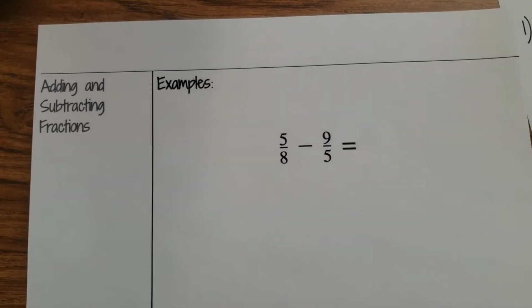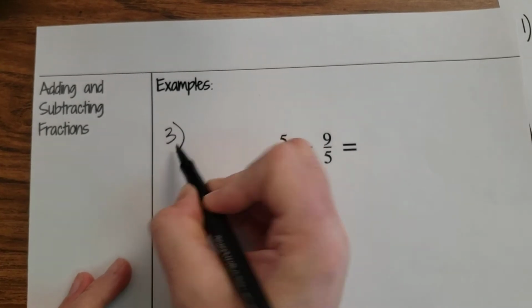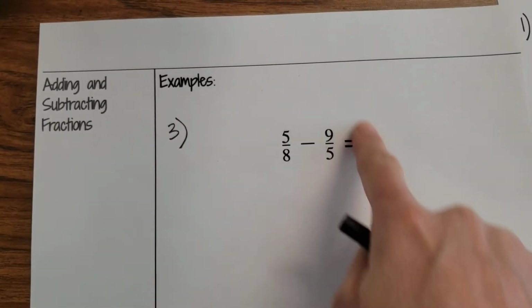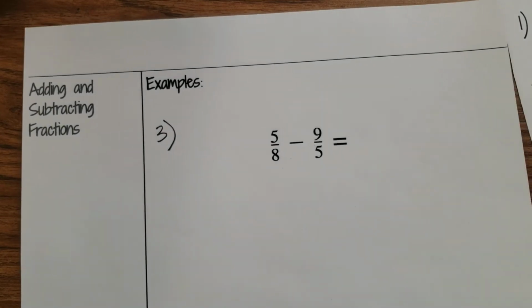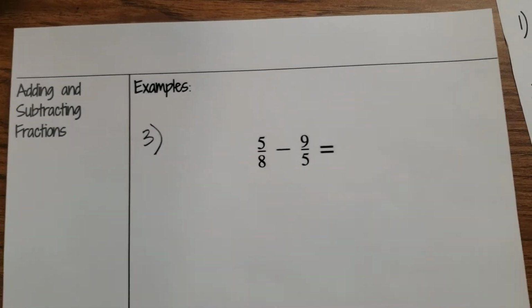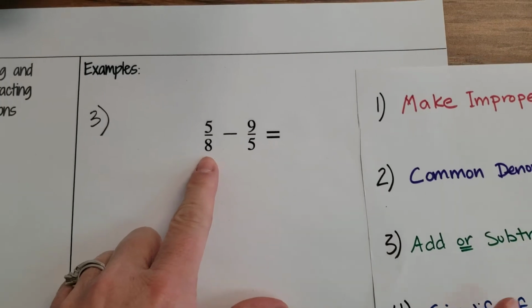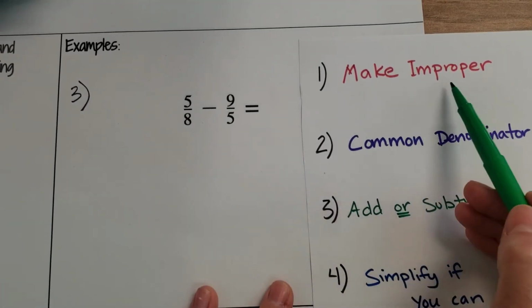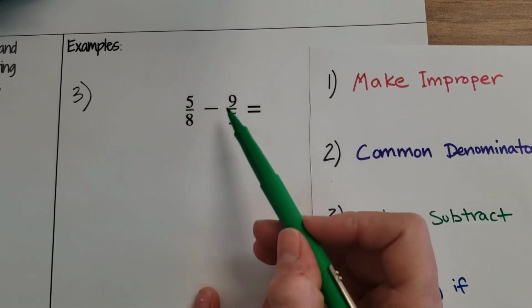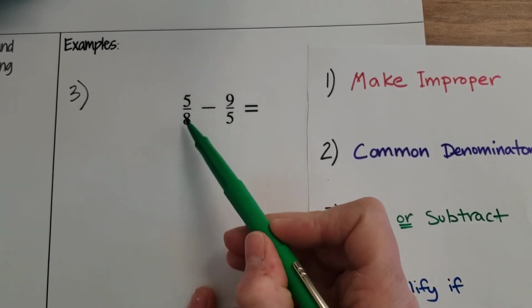All right, everybody, number 3. This is going to be the last one where we are just adding or subtracting proper fractions. And then we're going to get to mixed numbers next. Okay, so as you're writing down 5/8, take away 9/5. Think, do we need to make the fractions improper? Nope. This one's already written as an improper fraction, and here we have a proper fraction.